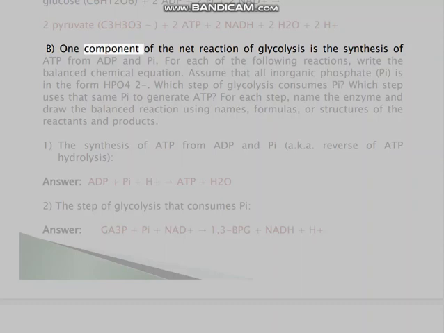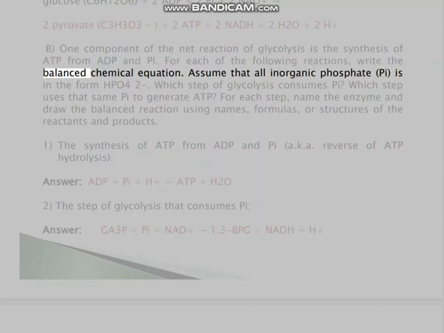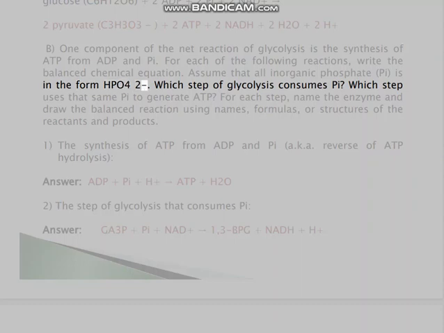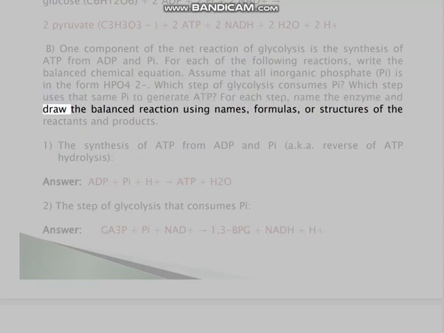B. One component of the net reaction of glycolysis is the synthesis of ATP from ADP and Pi. For each of the following reactions, write the balanced chemical equation. Assume that all inorganic phosphate Pi is in the form HPO4 2-. Which step of glycolysis consumes Pi? Which step uses that same Pi to generate ATP? For each step, name the enzyme and draw the balanced reaction using names, formulas, or structures of the reactants and products.